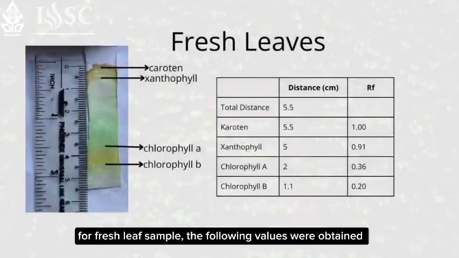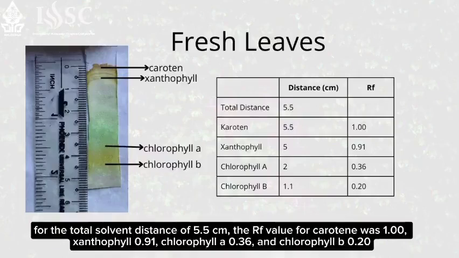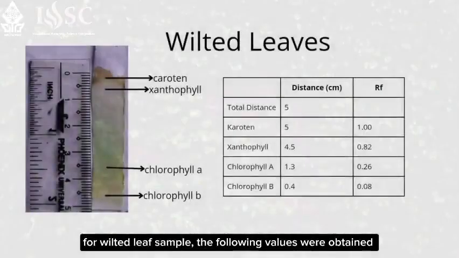For fresh leaf sample, the following values were obtained. For the total solvent distance of 5.5 centimeters, the RF value for carotene was 1.00, xanthophyll 0.91, chlorophyll A 0.36, and chlorophyll B 0.20.